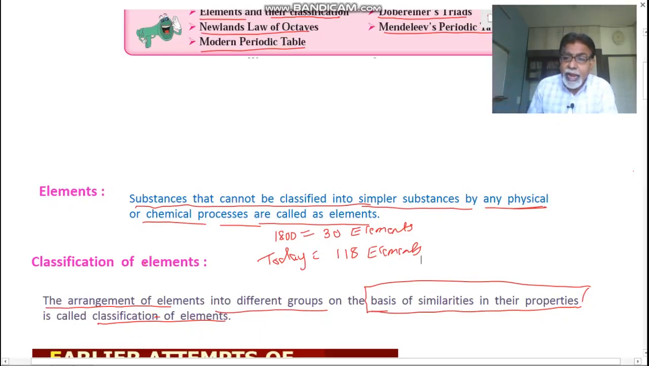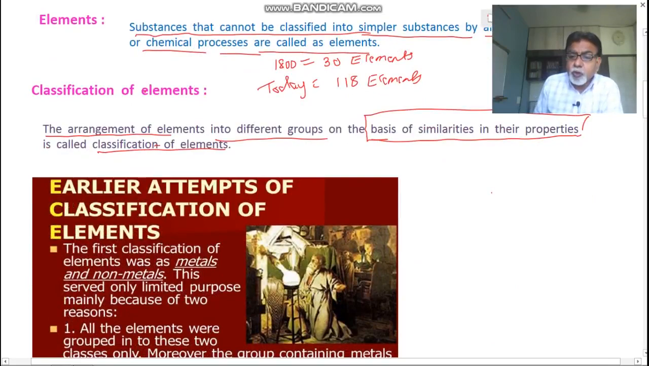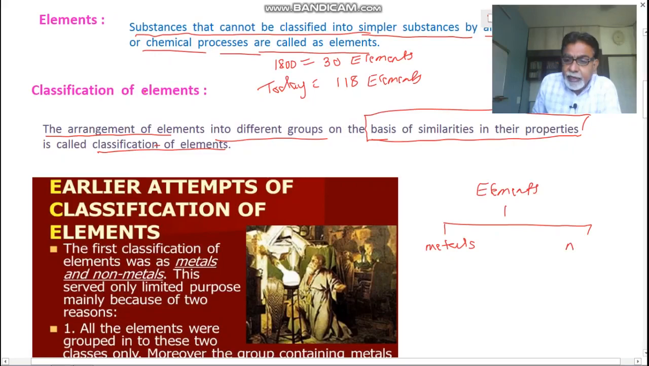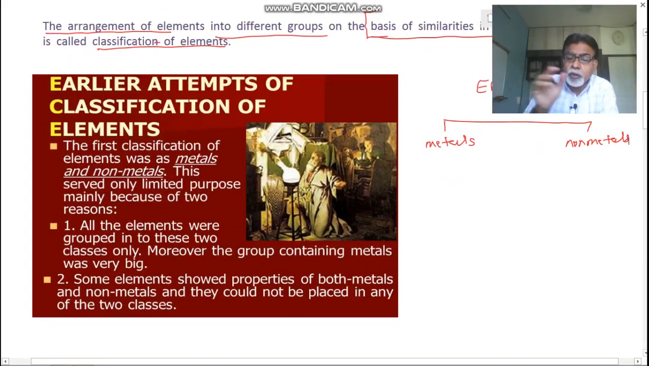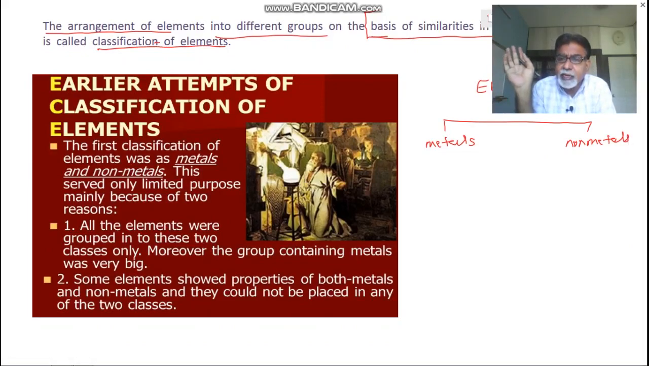And so at first we made two groups to classify elements. Basically elements are classified into two groups that you know very well, from 6th-7th standard. Elements were classified into what? Two groups, metals and non-metals. But this classification serves a very limited purpose. All the elements were divided into only two classes by this classification, and in the group of metals, a huge number of elements are there.